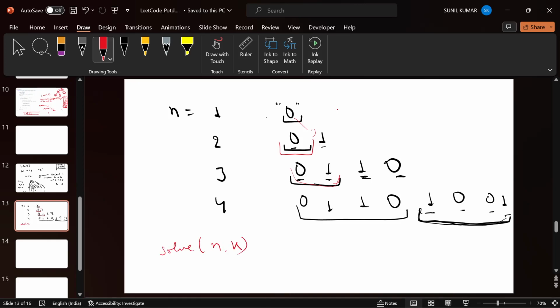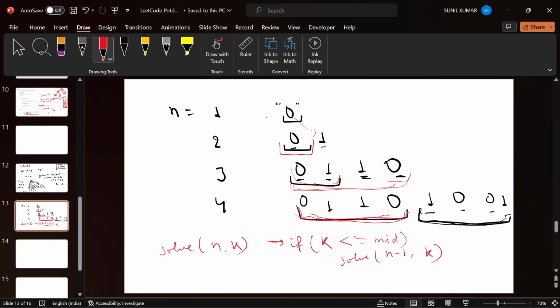If we need to solve for n comma k, we have two conditions. If k is less than or equal to mid, that is, k lies in the first part, then our answer will be just solve for n minus 1 comma k. Why? Because the first half part is just a copy. So either we get this or we can solve this, we get the same answer.